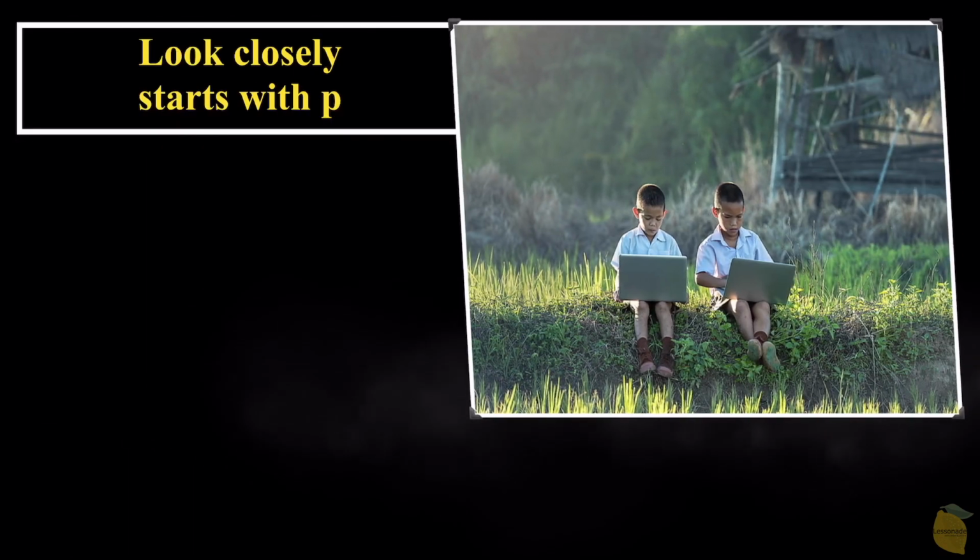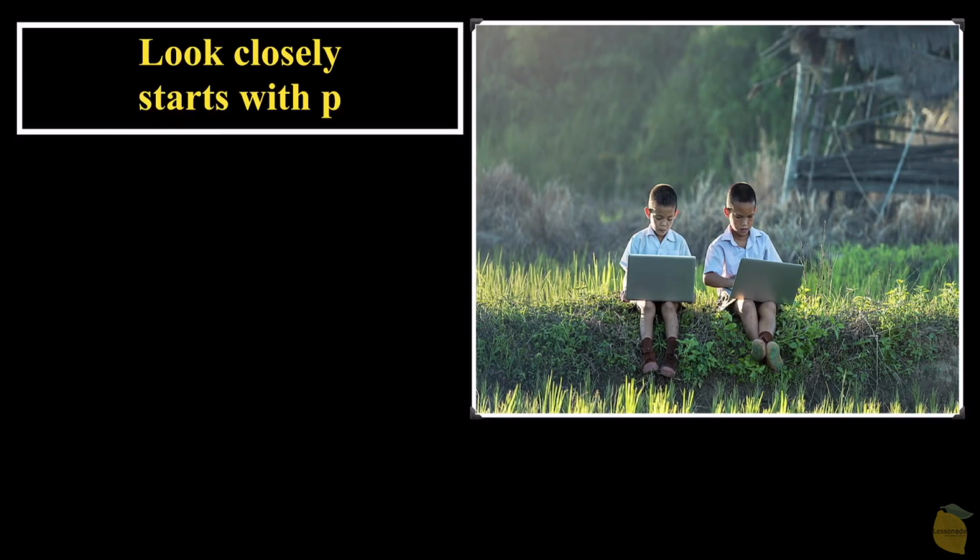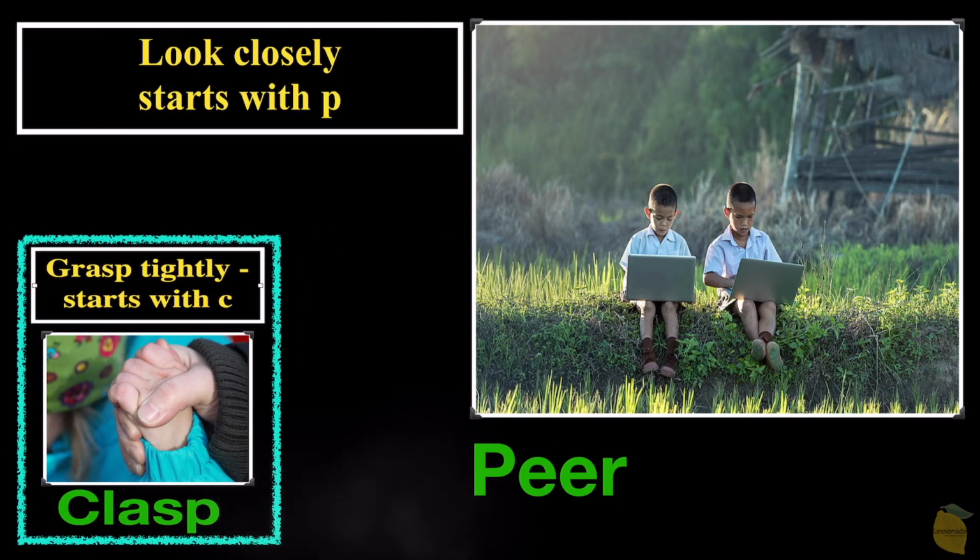The next definition is look closely starts with P. In this picture, we can see two boys looking closely at their laptops. So this means the word is peer. Now let's recall the previous slide, which is clasp. Let's go on to the next one.